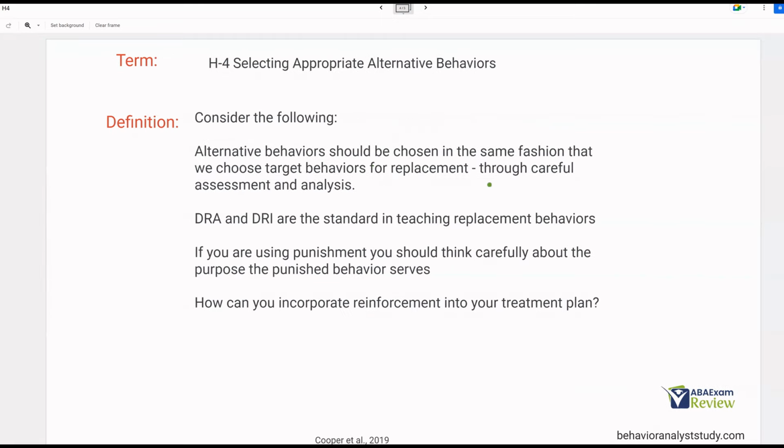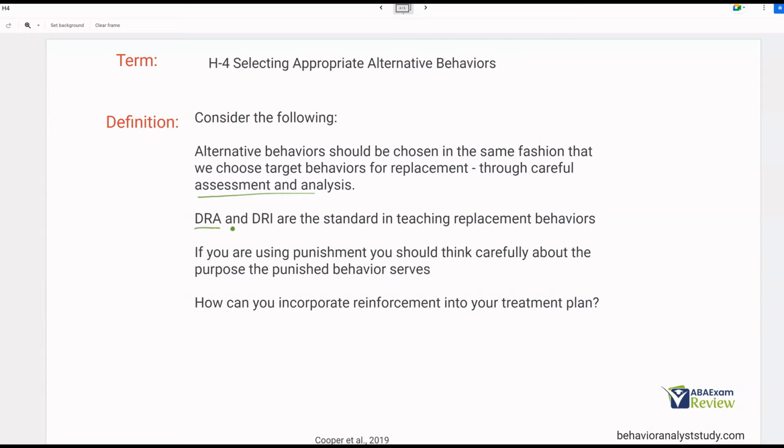And just some additional ideas. Alternative behaviors should be chosen in the same fashion that we choose target behaviors. Careful assessment and analysis. So functional behavior assessments need to be done. You've got to think about all these things. What does the ecological assessment say? What about the people around the client? Is this alternative behavior the best possible replacement for what I'm removing?